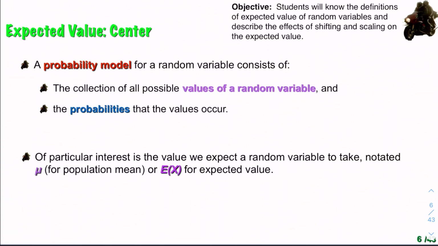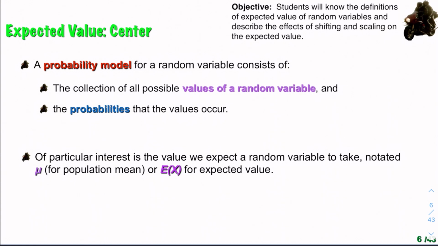And so when we talk about random variables and we're talking about modeling, we go back to our first principles and we talk about the center. So the probability model for a random variable consists of a collection of possible values of the random variable and the probabilities that the values occur. So if we have 2 or 3 events, each one of those is not necessarily equally likely. And that's our first foray into the probability tables that we're going to do.